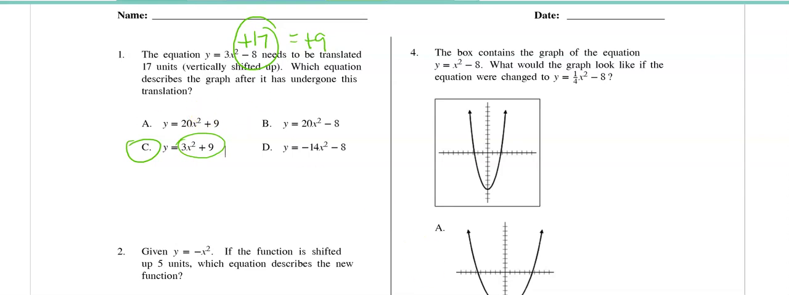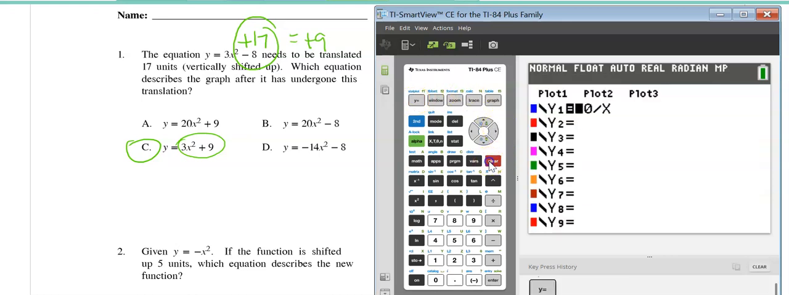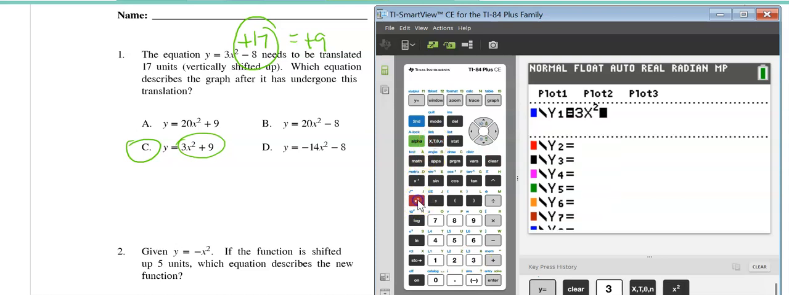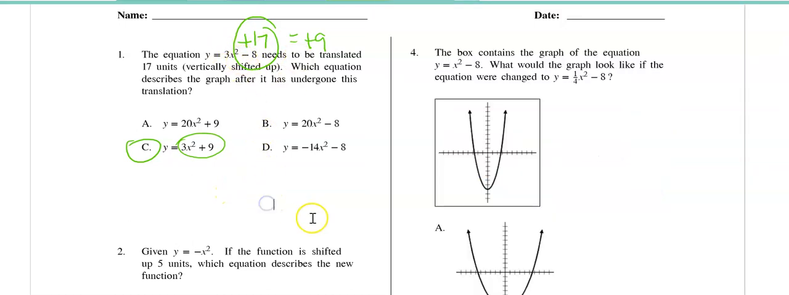Another option, if you're not sure, is you can put the original equation in the calculator. You can put your 3x squared minus 8 in the calculator, and graph it. And then you could just count up 17 units and see where it ends up. That's another option for you. Or you could plug in all these answer options and see. I think the important thing is to note that it just affects the y-intercept.